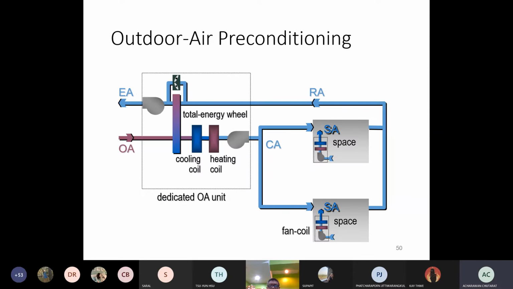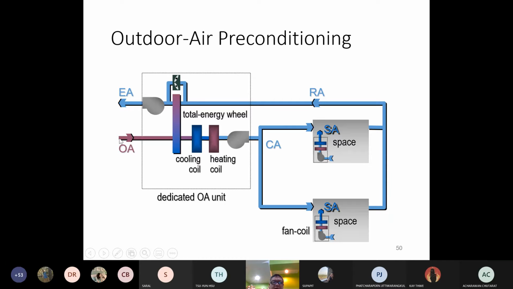Oh, I have a question. Will the humidity reduction from the total energy wheel also count, or only the sensible heat? No, only the sensible heat. Only the sensible heat, I see. So how do you take out the moisture? You use the cooling coil. In some cases, in cold countries, sometimes you need a heating coil.